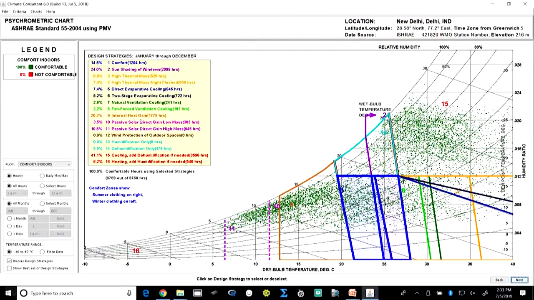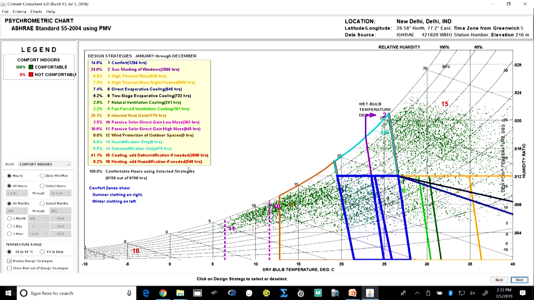We are also looking at, say, internal heat gain, which is by heating up the interiors. This is again an active strategy. Passive solar direct gain, low mass and high mass strategies. We are looking at wind protection of outdoor spaces, which is a passive design strategy. Humidification only is out and out an active strategy. Dehumidification is also an active strategy. Cooling and dehumidification is air conditioning, largely HVAC, and heating and humidification is again HVAC, which we are adding.